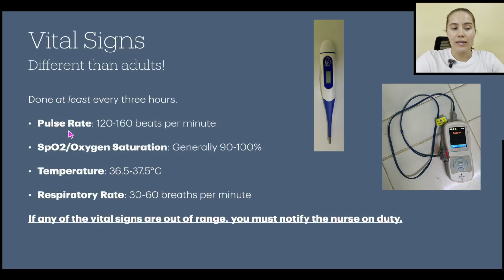So the first one is pulse rate or heart rate. The normal for babies is 120 to 160 beats per minute. Then SpO2, oxygen saturation, normally is generally between 90 and 100%. Temperature for babies, the normal is 36.5 to 37.5. And then respiratory rate is how many breaths they're taking every minute, and that is 30 to 60 breaths per minute is the normal. So the key thing for you to know as a student is whenever you're taking vital signs, if any of them are out of range or abnormal, you must notify the nurse on duty.